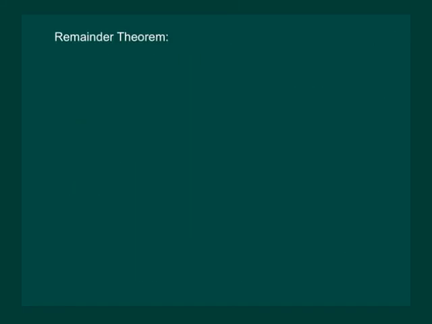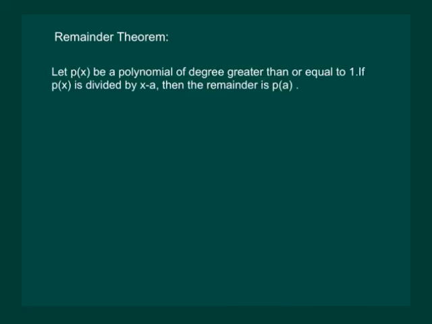Now we are in a position to state the remainder theorem. Let p(x) be a polynomial of degree greater than or equal to 1. Then if p(x) is divided by x minus a, remainder is value of p(x) at x equal to a.